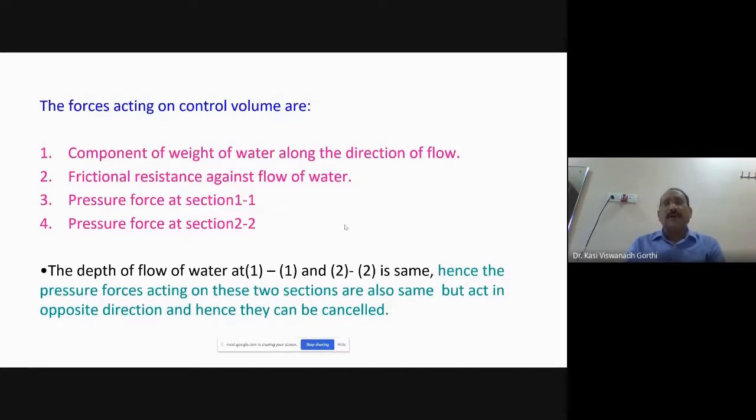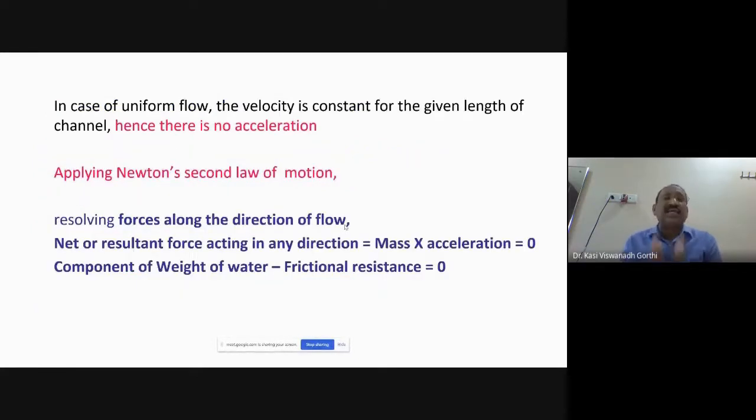There are two forces. Now applying Newton's second law of motion. In the case of uniform flow, the velocity is constant for the given length of the channel. Hence, there is no acceleration, because the velocity is constant, so the acceleration, the rate of change of velocity, is 0. Apply Newton's second law of motion and resolve the forces acting along the direction of flow. As per Newton's second law of motion, the net or resultant force acting in any direction must be equal to mass times acceleration.